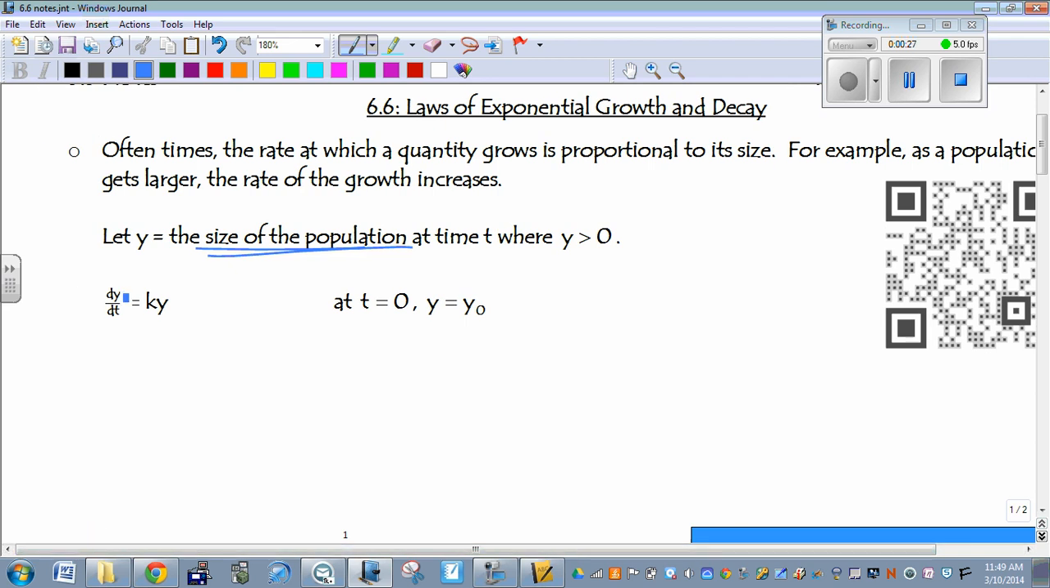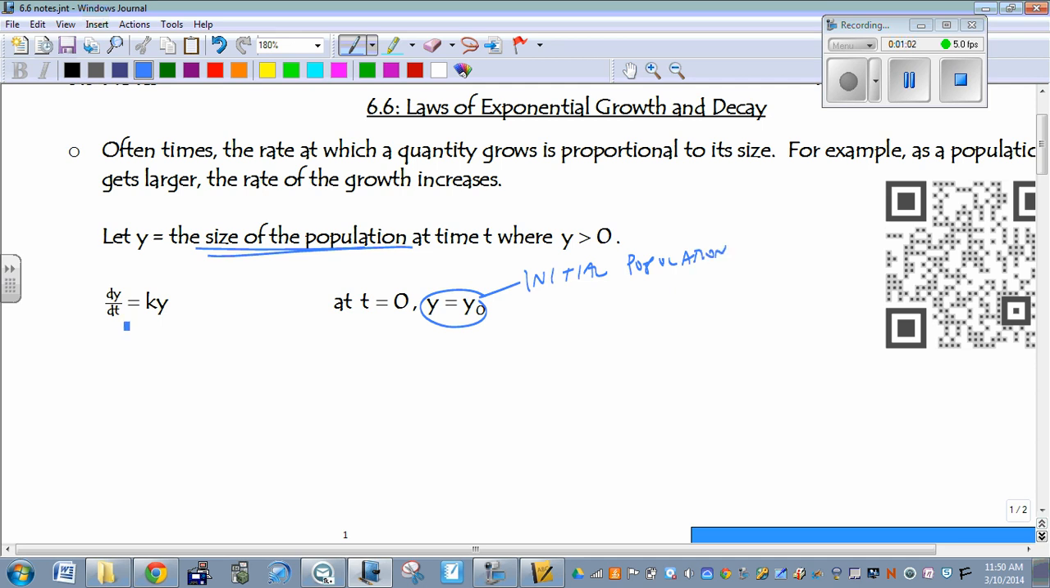Here we have a differential equation. It says the change in y with respect to t, so the change in the population with respect to time, is equal to k times y, some constant k, times the actual size of the population. So the bigger the population, the bigger the rate, and the faster that population is growing. And it tells us that when t equals 0, y equals y sub 0. So this is our initial population, or the population at time t equals 0.